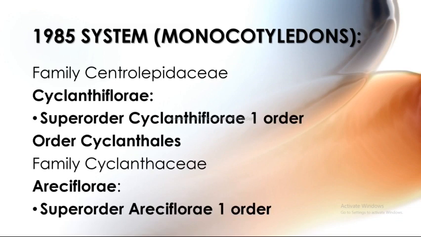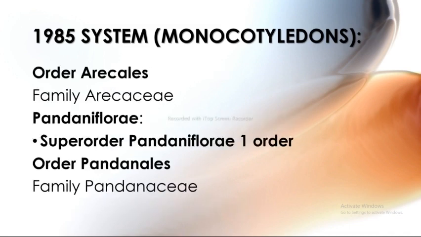So next is the superorder Cyclanthiflorae, which includes only one order, and that order is the Cyclanthales, which includes the family Cyclanthaceae. And the next superorder is the Araciflorae. Araciflorae includes only one order, and this one order is the Arales. It includes the family Araceae.